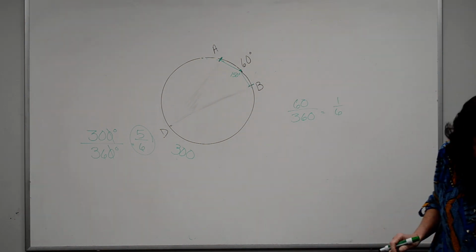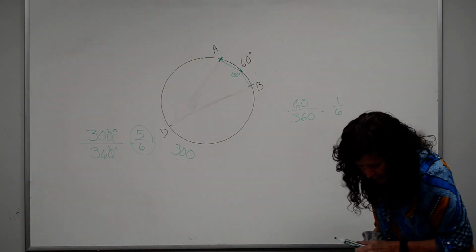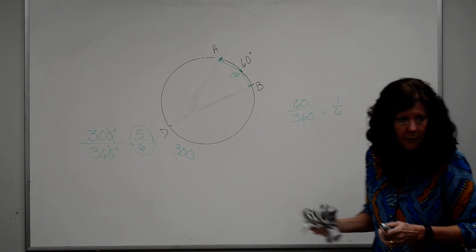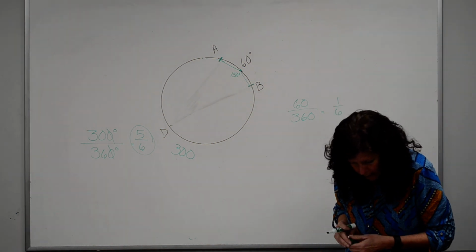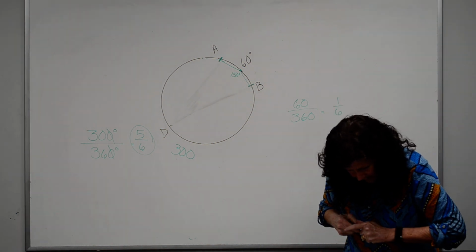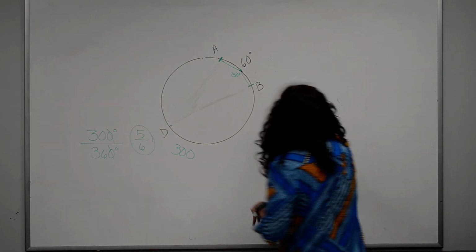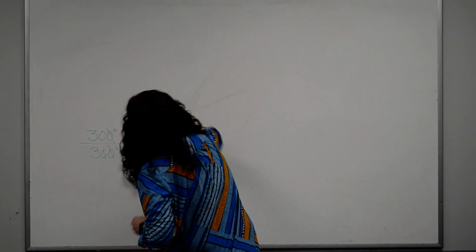Let's do another one. Actually, I'm going to read it and see what y'all can do with it. Okay, so y'all can wake up. All right. Points M and N are on a circle. Okay, so let's draw the circle, just like the one we just did.